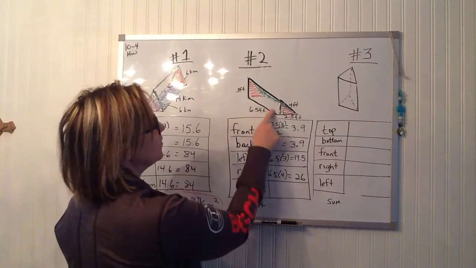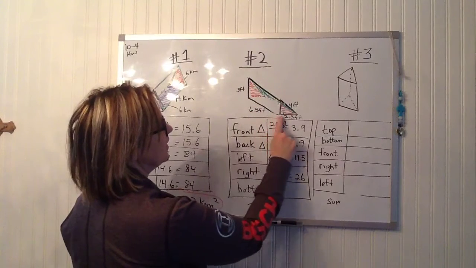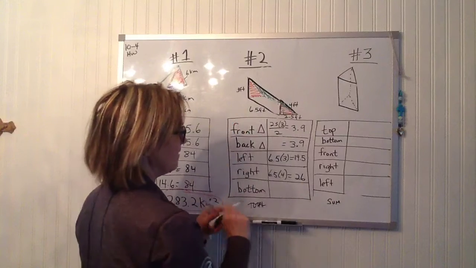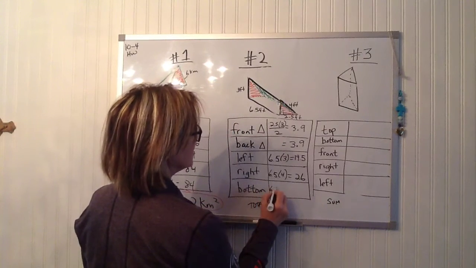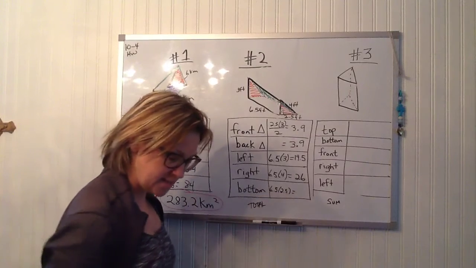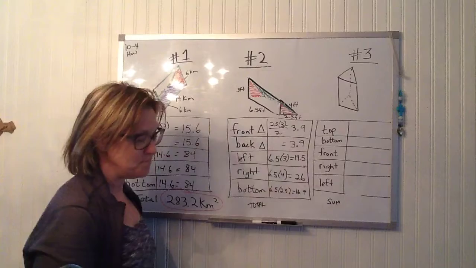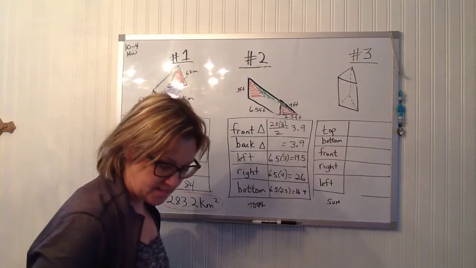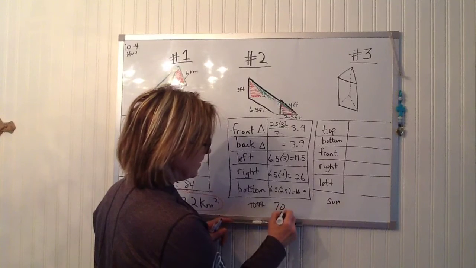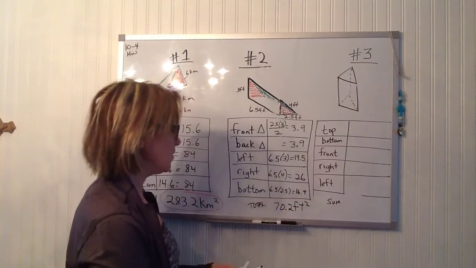And then the bottom we can see here, and we'd have 2.5 is the width and 6.5 is the height. So 6.5 times 2.5 gives us 16.9 feet squared. When I add all of these dimensions together, my total is 70.2 square feet, or feet squared.